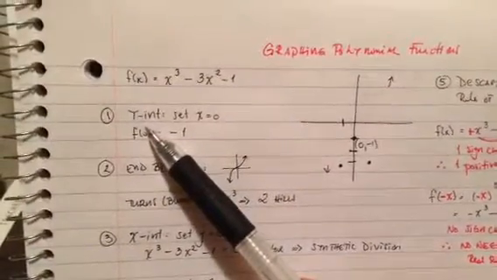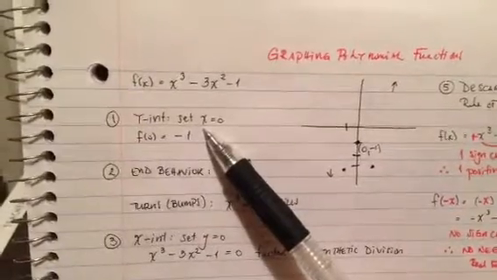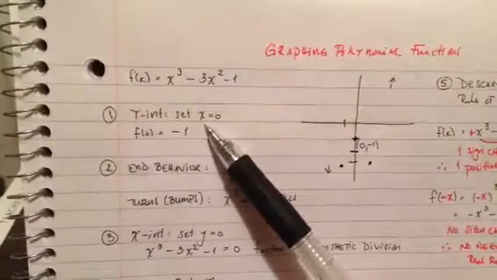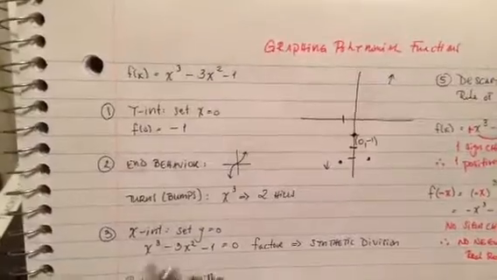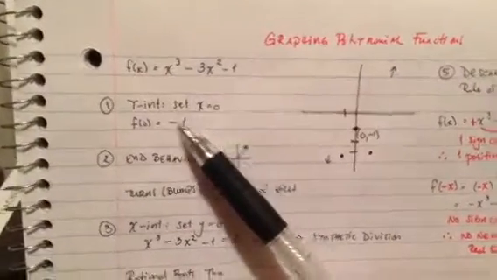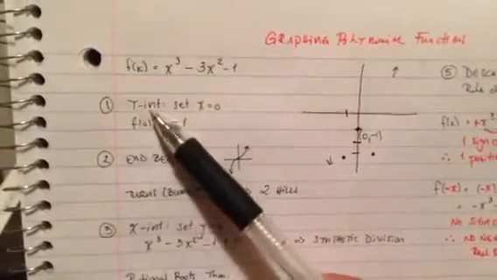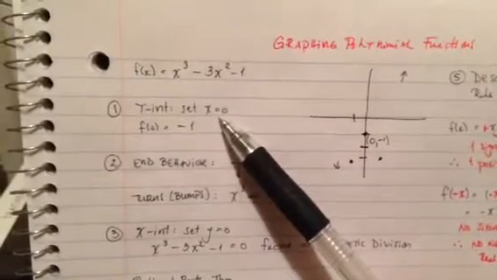First thing we want to start off with is the Y-intercept. So that's the easiest thing to start with. Whenever you don't know what to do, plug in some points. And then the easiest one is the Y-intercept. So how do you find it? Set x equal to 0.